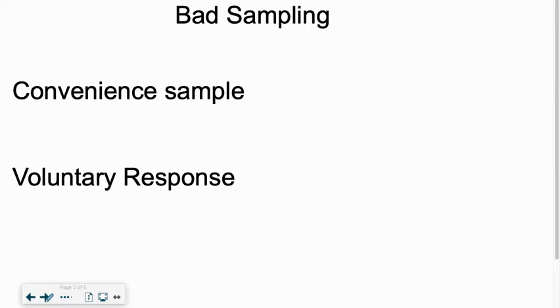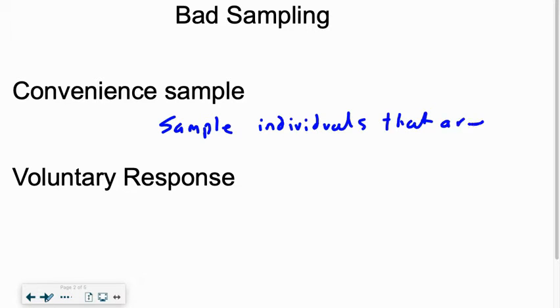Now, there are good and bad ways to sample. A couple bad ways are convenience sampling and voluntary response. Convenience sampling is when you sample individuals that are easy to reach. For example, if I wanted a sample of East High School, but I just went and found the first 30 people that I could, that would be a convenience sample.